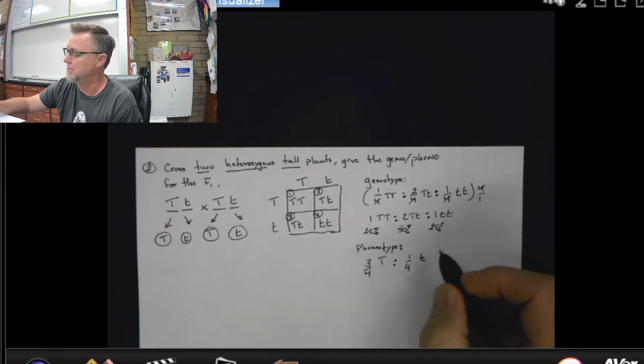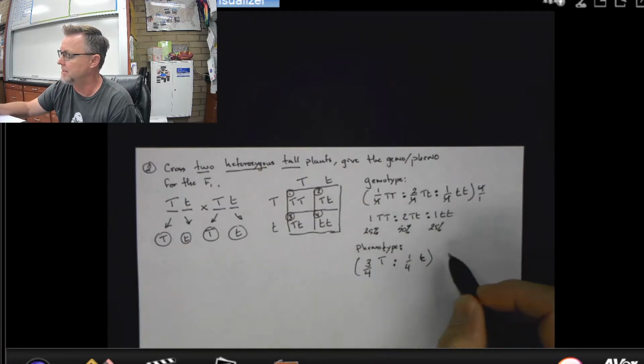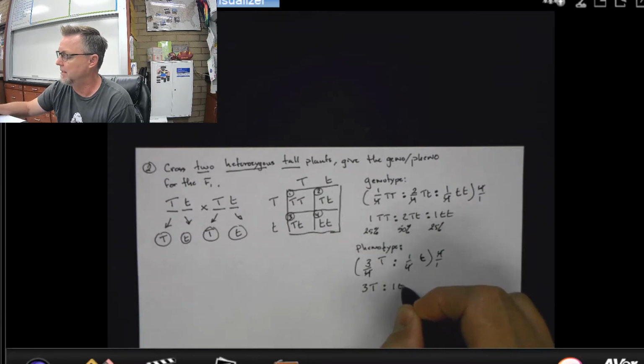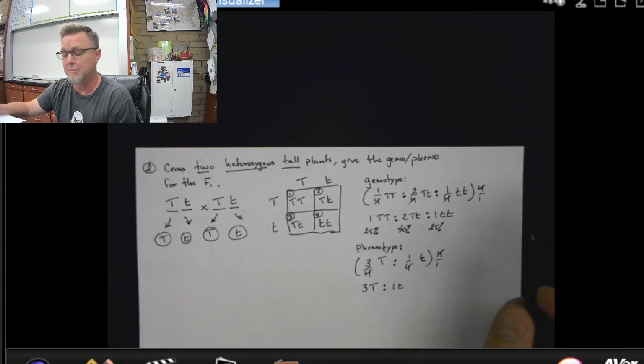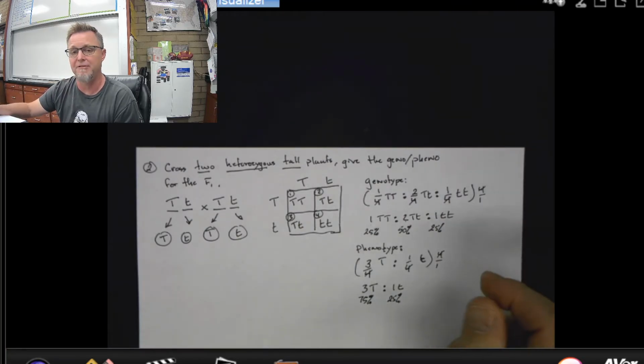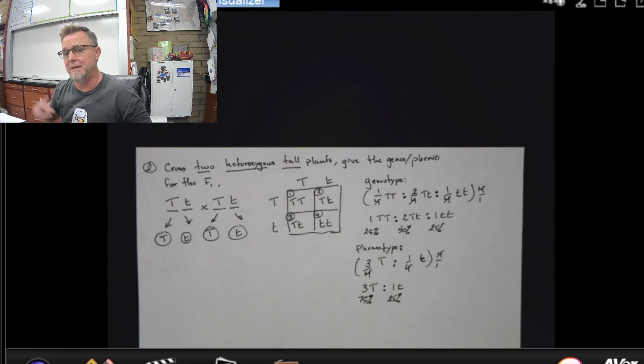Again, this is a ratio. We can reduce that, using that cheater system that Mr. Kennedy showed you, where you just cancel out your 4s. So your phenotype is 3 big T to 1 little t. And again, those numbers mean something. So the 3 actually means 75%, and the 1 still stands for 25%. On your test, you could be asked for the ratio. You could be asked for the percentage. Doesn't matter, okay? You should be able to crank out either one at this point, okay?